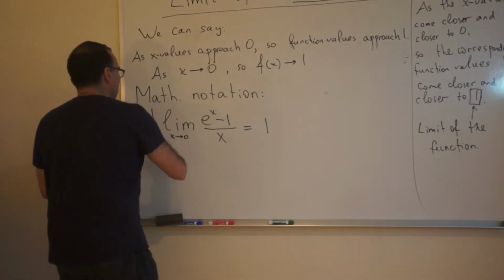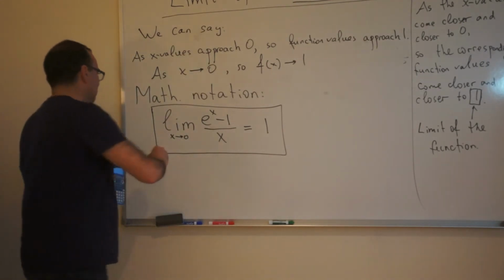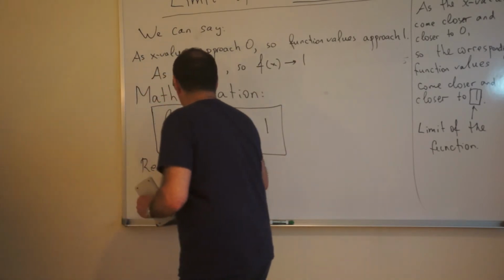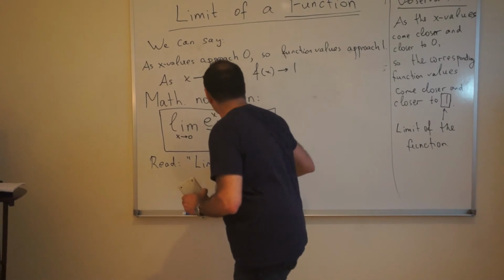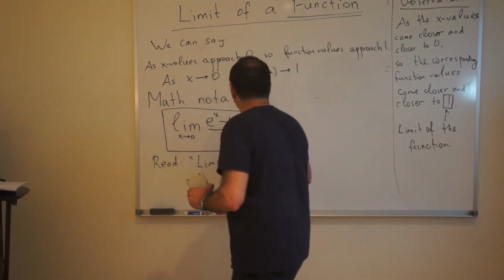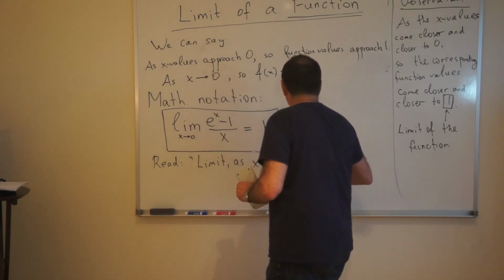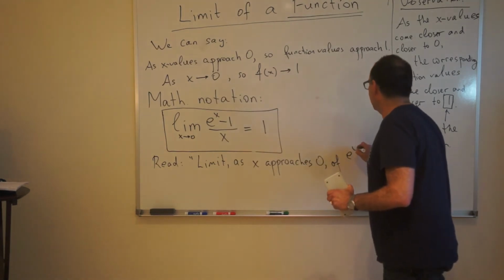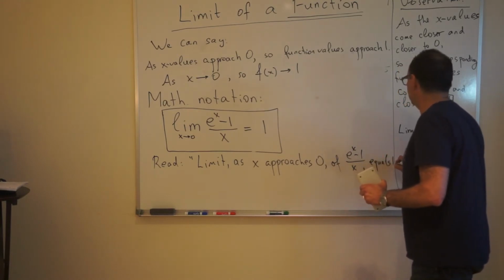And so this is the notation for the limit. We read this formula like this: the limit as x approaches 0 of this function, e to the x minus 1 over x, equals 1.